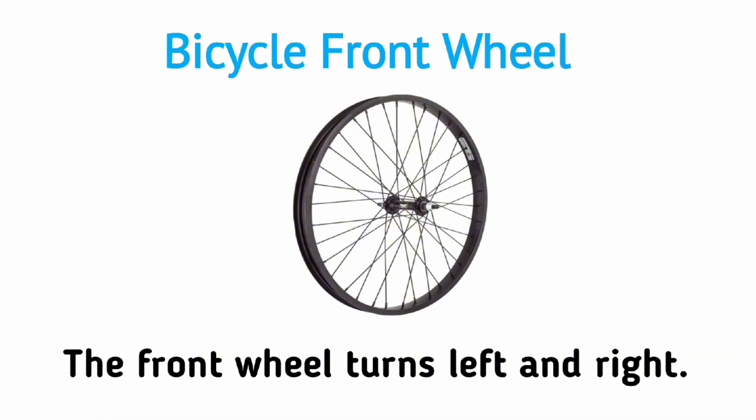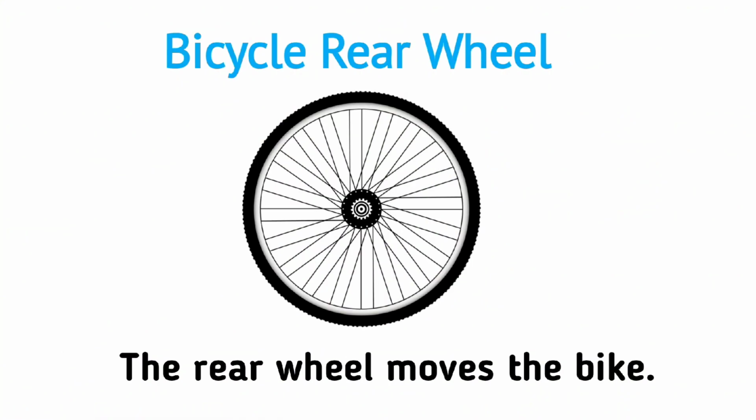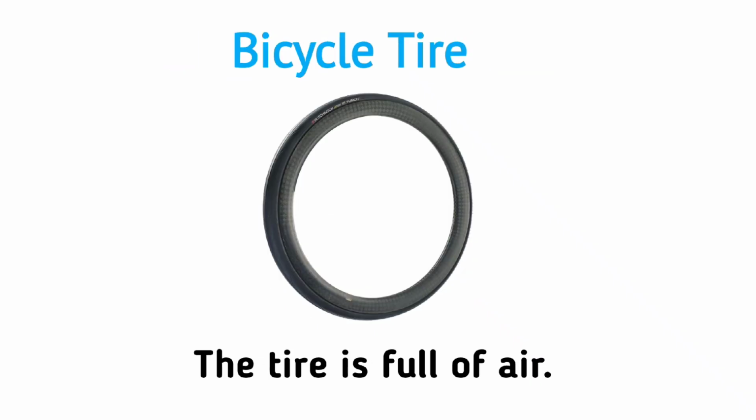The front wheel turns left and right. Bicycle rear wheel. The rear wheel moves the bike. Bicycle tire. The tire is full of air.